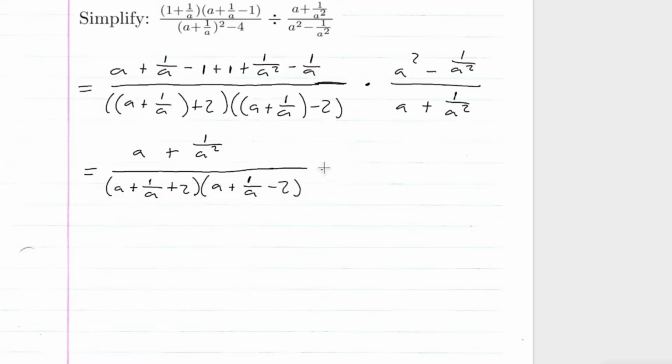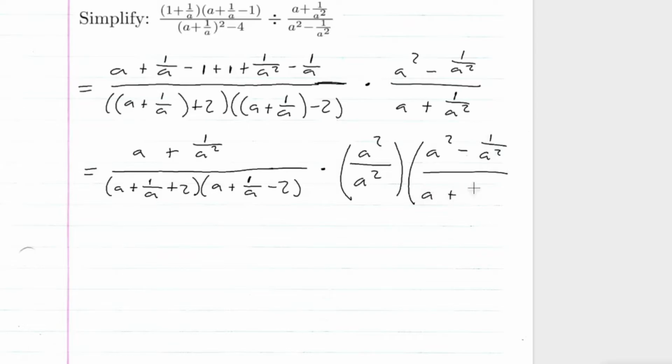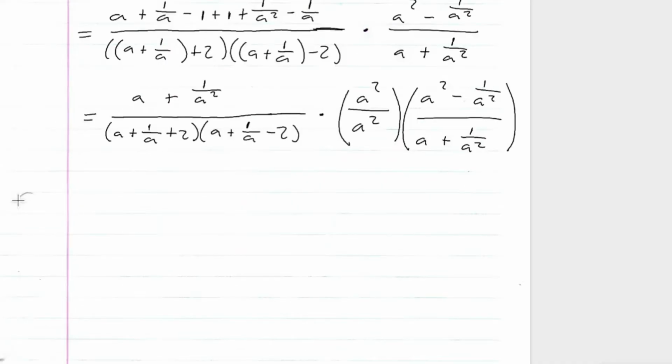And then times, I want to get rid of this 1 over a squared on the top and bottom. The way I can do that is multiply by a special 1, a special 1 being a squared over a squared. And I'm also able to do this because I know a can't be 0, because from the beginning of the problem we have 1 over a. So of course a can't be 0, so this is fine. Okay, and then that's times a squared minus 1 over a squared over a plus 1 over a squared.